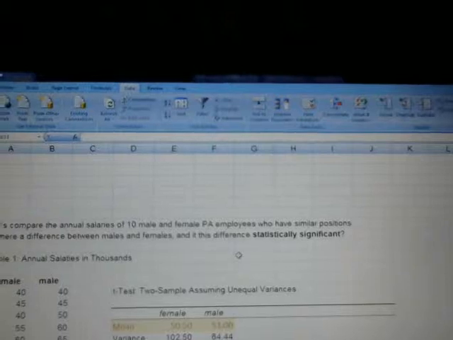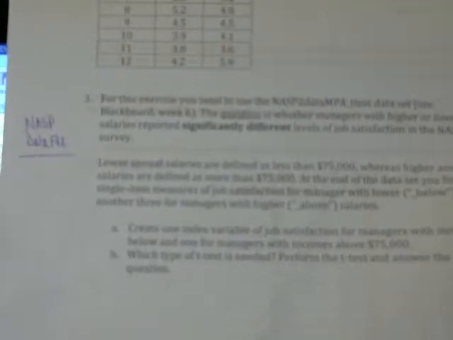Okay, going back to our problem. So we have a data set, right? Okay, and it's asking us about job satisfaction. Lower annual salaries are defined as less than $75,000, whereas higher annual salaries are defined as more than $75,000. At the end of the data set, you will find 2 single item measures of job satisfaction for managers with lower, which is below, and another 3 for managers with higher, above.